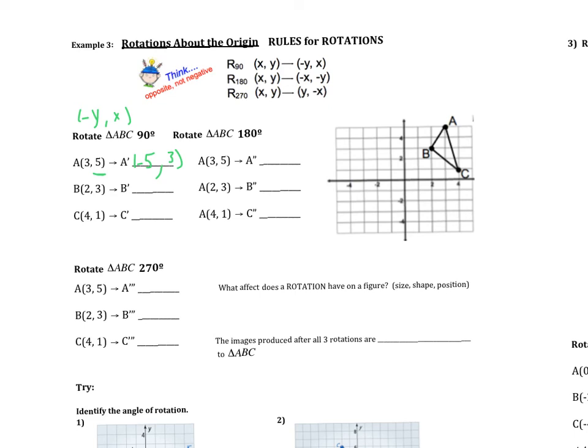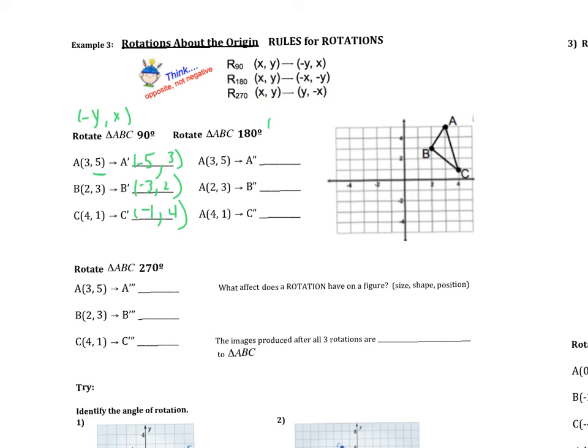So for 2, 3, my Y is 3. The opposite of Y, which is the opposite of 3, is negative 3. And X would be 2. For C, the opposite of Y, which is 1, is negative 1. And my X is 4. The rules for 180 are a little bit different.